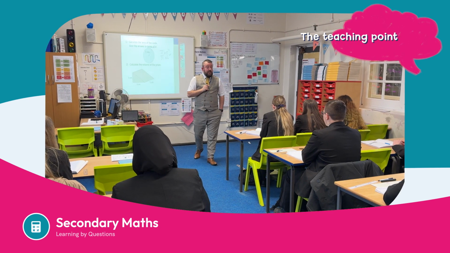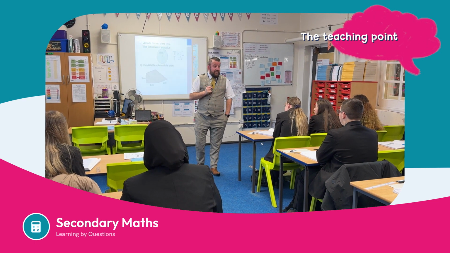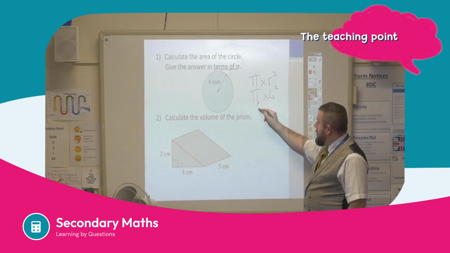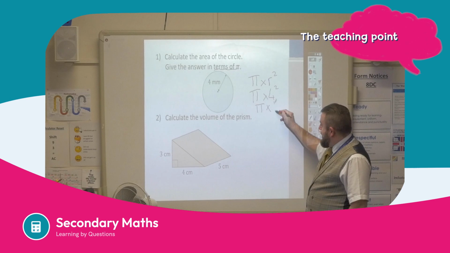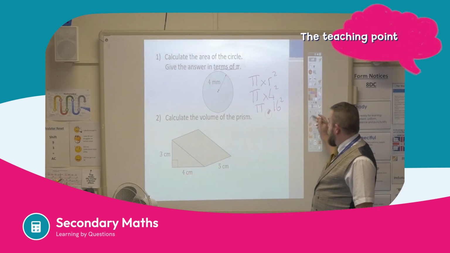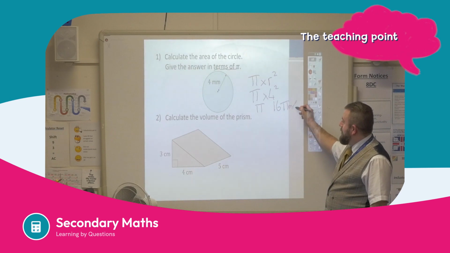Put your hands up if you can answer that question for me. What is 4 squared? Put your hands up. Gemma? 16. So I've got pi times 16 squared. And I just get rid of the times. So, sorry, it's not squared. 16 pi. Measurements, millimetres squared.